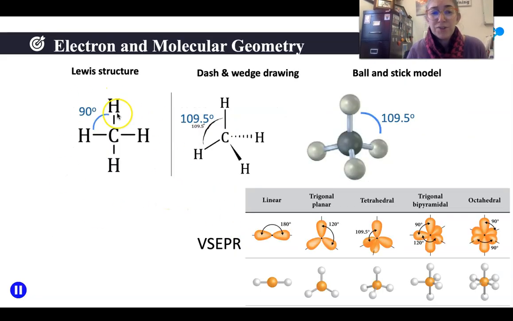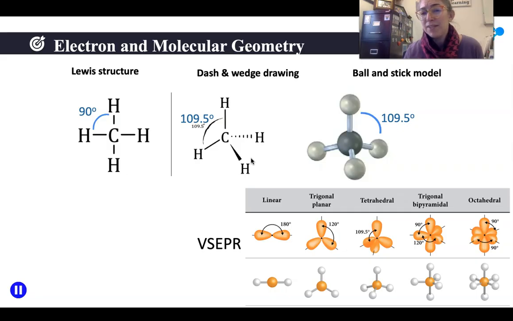So Lewis structures are two-dimensional. That's an easy way to draw molecules and quickly represent them, but it's not realistic to how molecules actually are in space. They are three-dimensional. It's kind of like drawing a stick figure is not a very realistic representation of a person. People are three-dimensional. So this dash and wedge structure is one way that you'll see molecules.